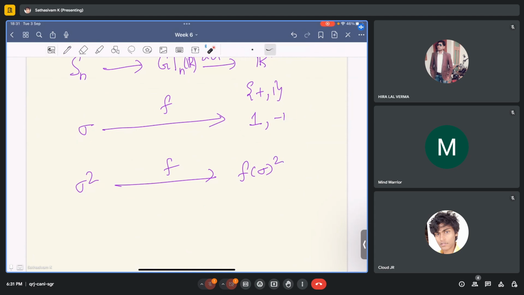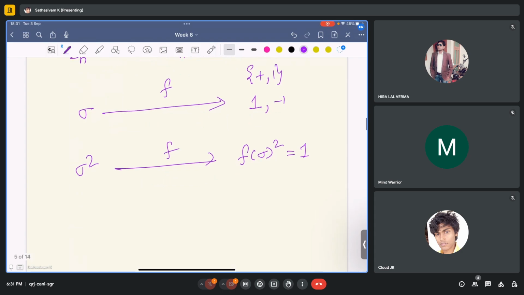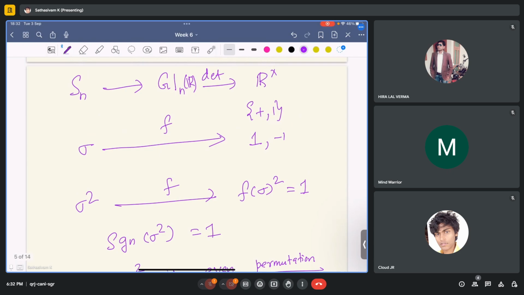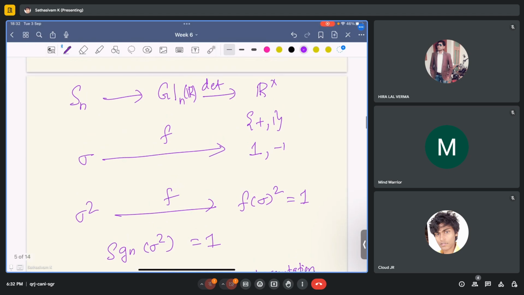But in this group, plus or minus 1, if you square any element, you will get 1, right? So if you get 1, it means the sign of sigma square is equal to 1. That means sigma square is an even permutation. Okay, so this much we have.